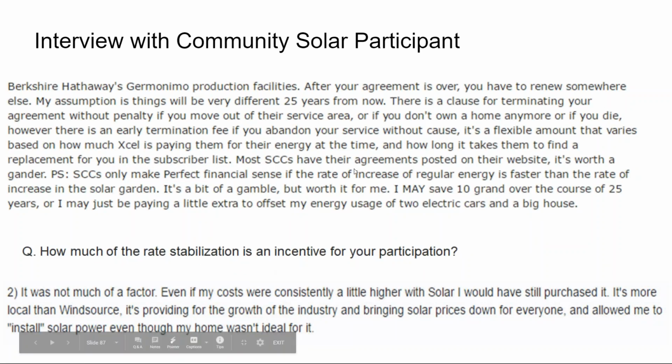So I say, well, how much is that rate stabilization? In Minnesota's plan, the customer doesn't spend any money up front. They just commit to buying the electricity at an agreed upon rate. So how much is that rate stabilization a factor? And he says, I don't really care if my rate would go up or down. And I don't really care if I'm spending a little bit more money participating in the program than otherwise.